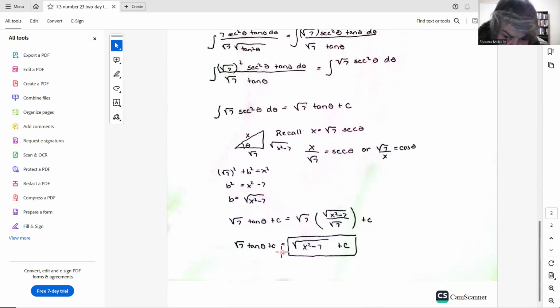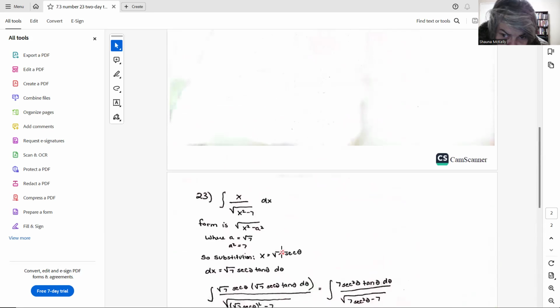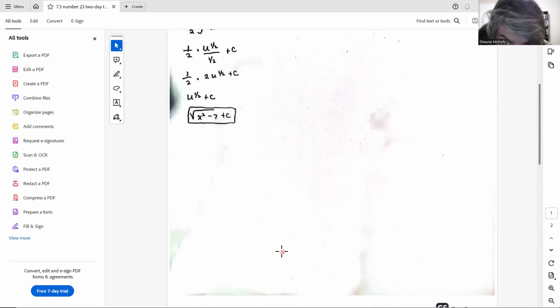And that answer agrees with the answer that we got by the first method of direct application of u-substitution.